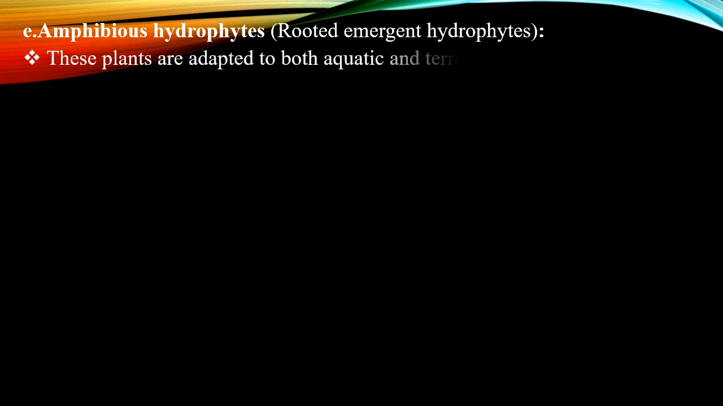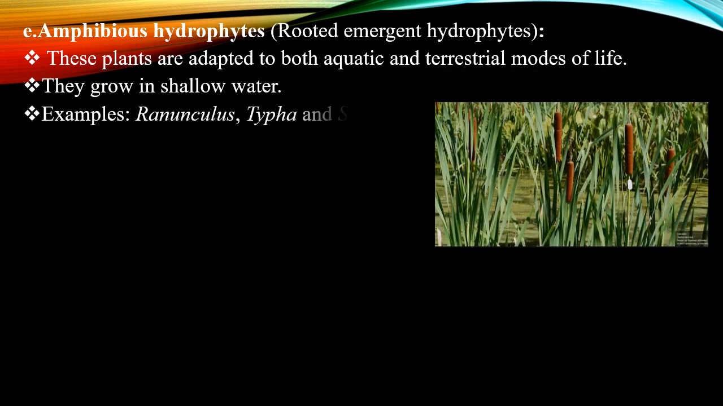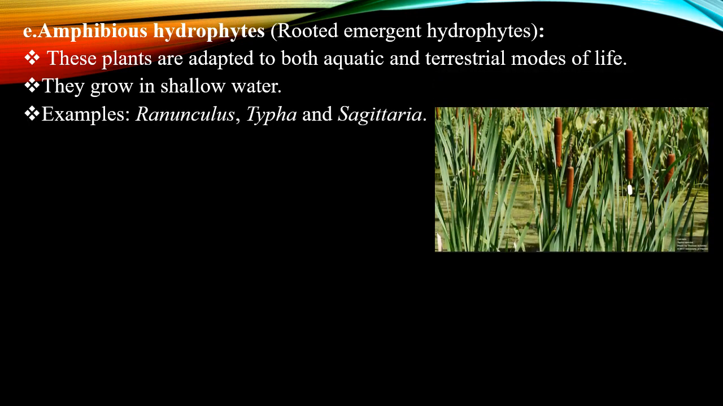The last classification in hydrophytes is amphibious hydrophytes. It is also known as the rooted emergent hydrophytes. Here the plants are adapted for both the aquatic and the terrestrial modes of life. These plants grow in shallow water. Examples: Ranunculus, Typha and Sagittaria.